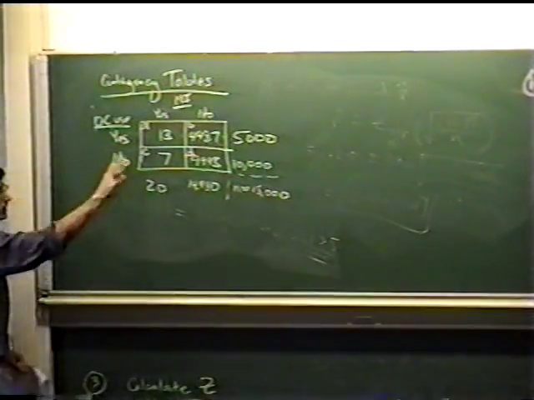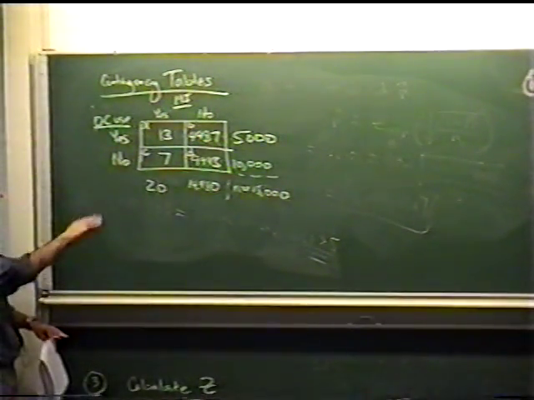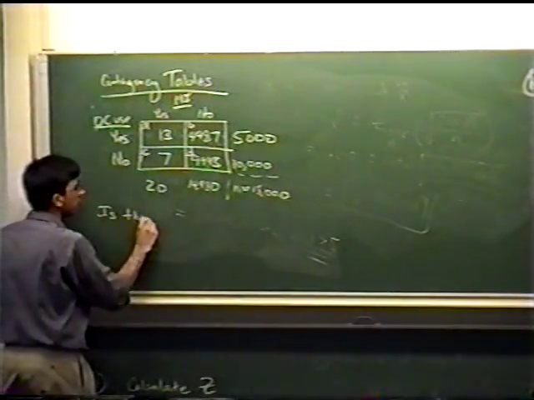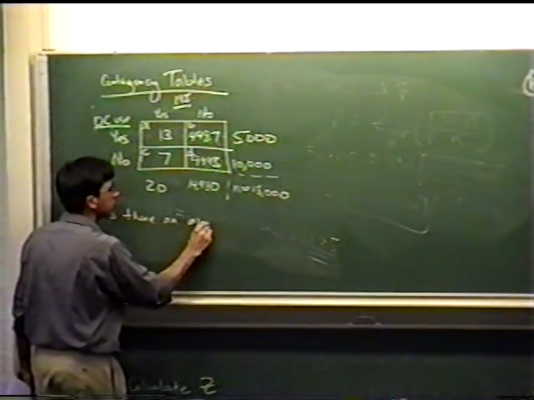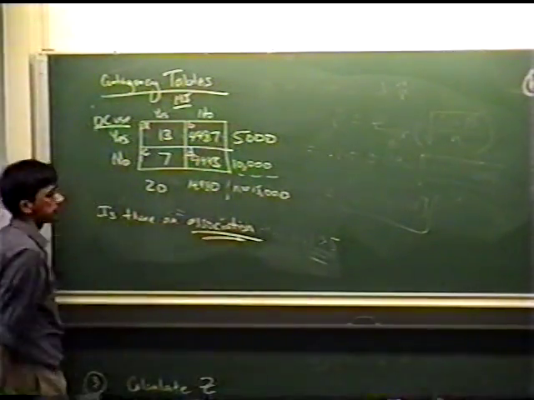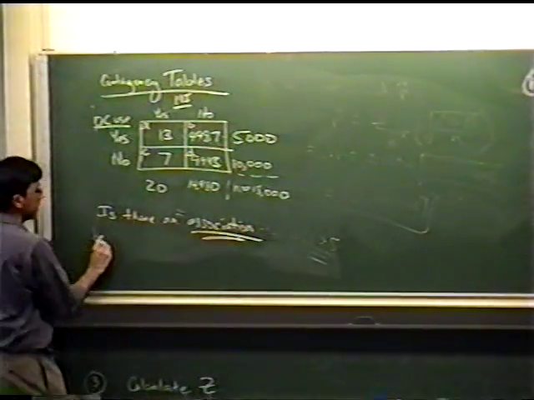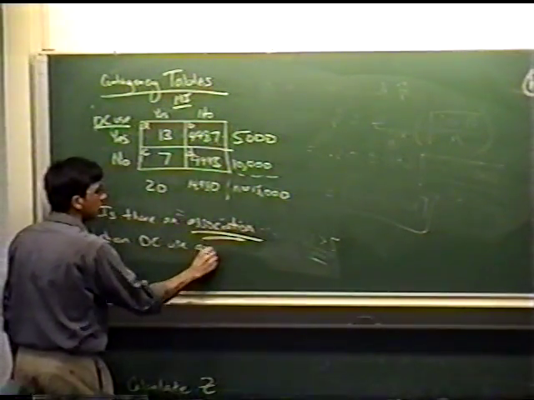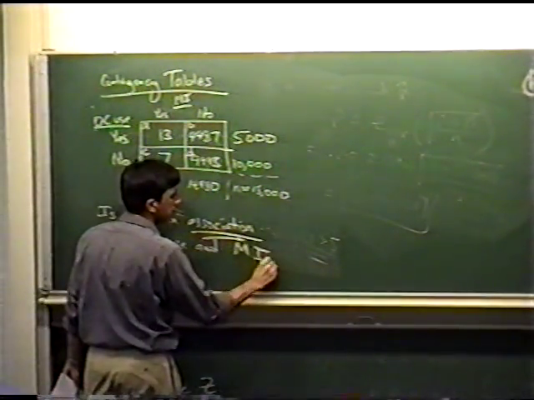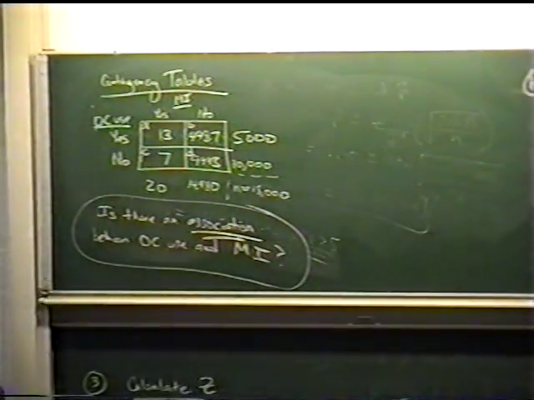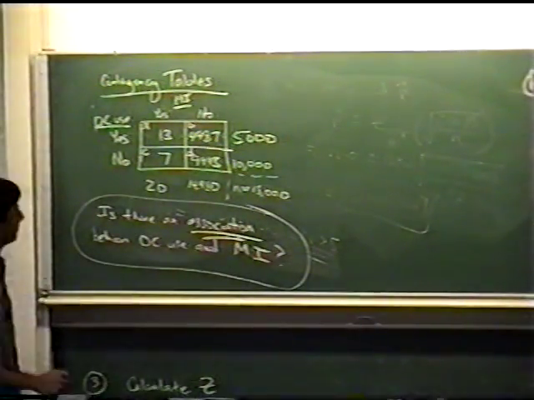We're asking, are the two probabilities, P1 and P2, are they the same or are they different? Or another way of asking that, which is the buzzword for these contingency tables, is there an association between OC use and having a heart attack? That's the question. And you always use the word association when you're dealing with these contingency tables.